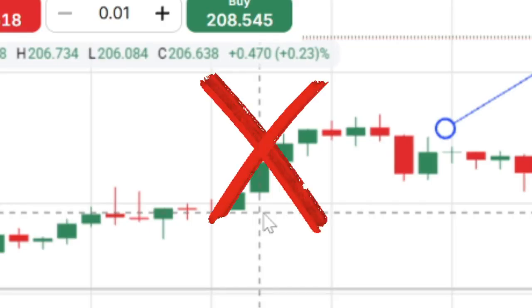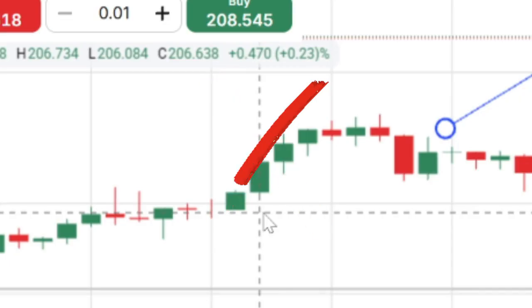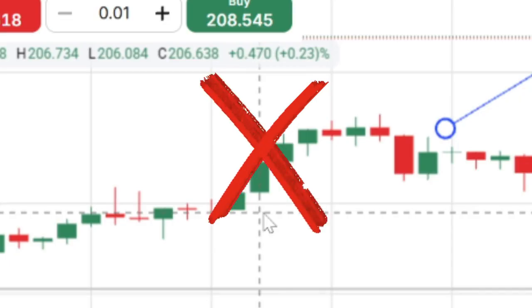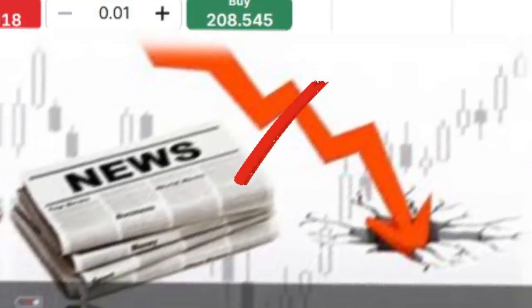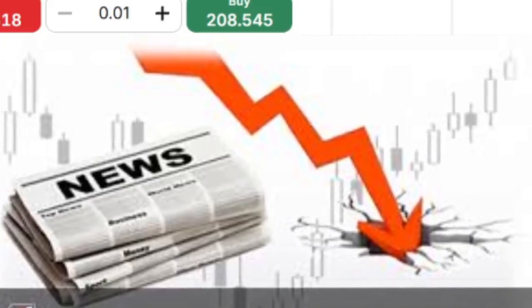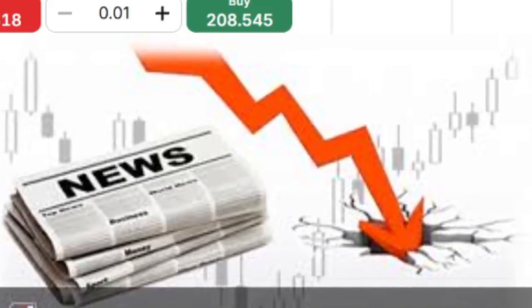That's the point. Never enter a trade without a confirmation. Never forget to use your stop loss. Yes, very, very important. And avoid overtrading, especially during news events. I'll talk about that on the 11th. Avoid overtrading, especially during news events.